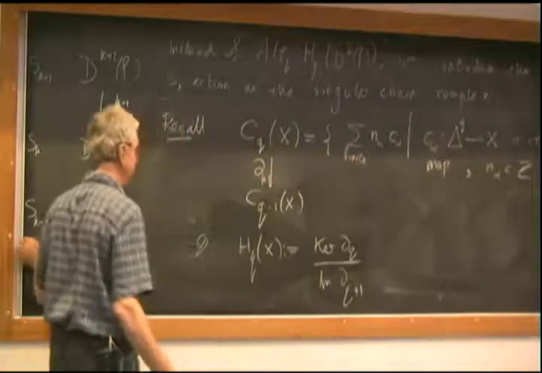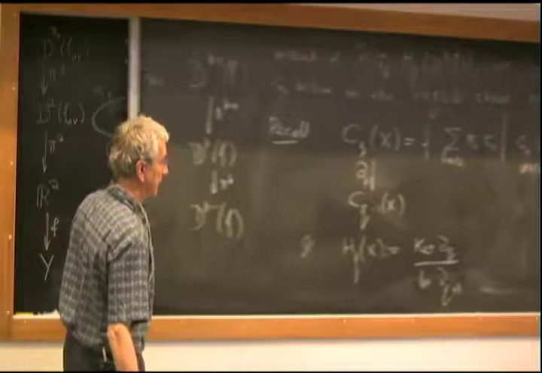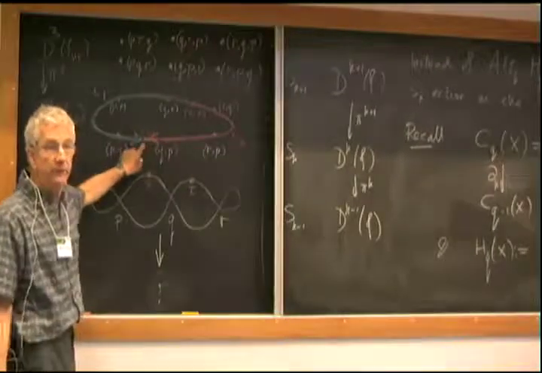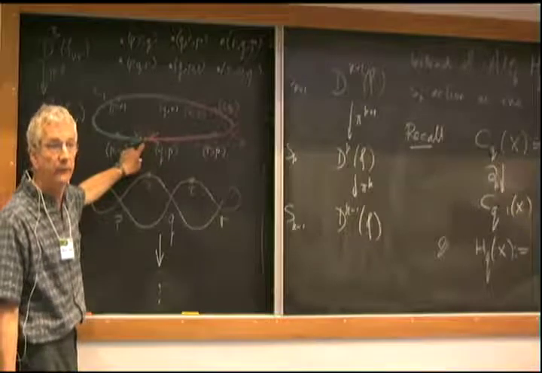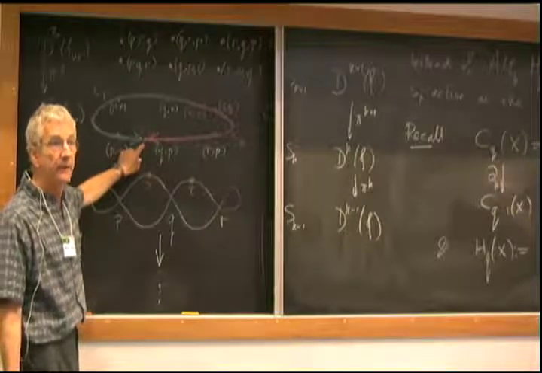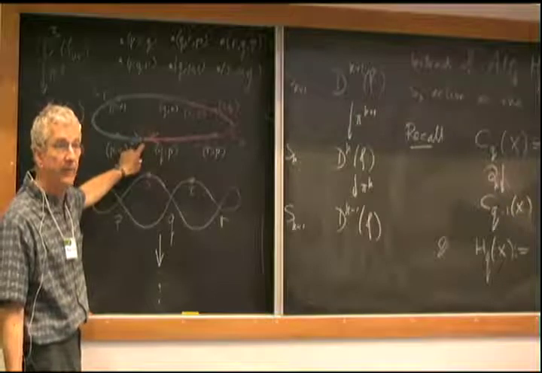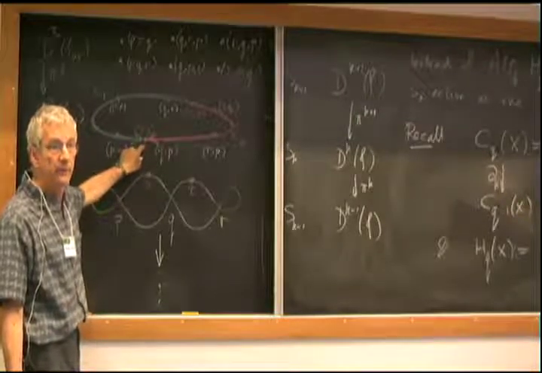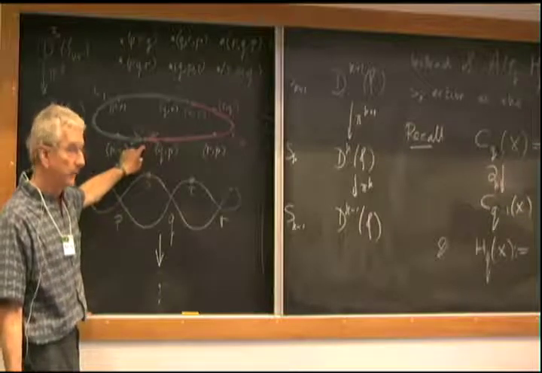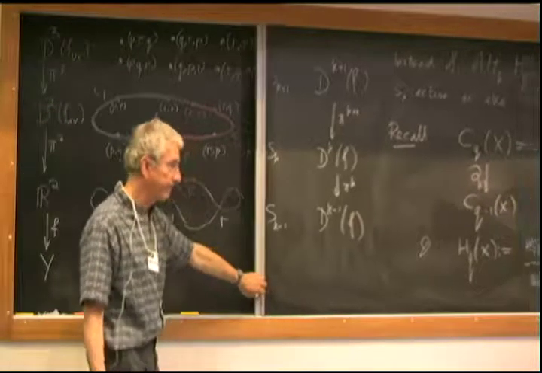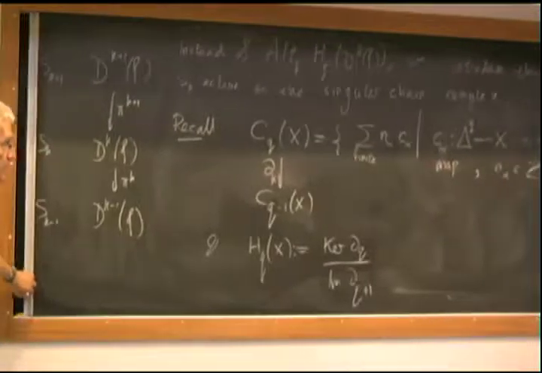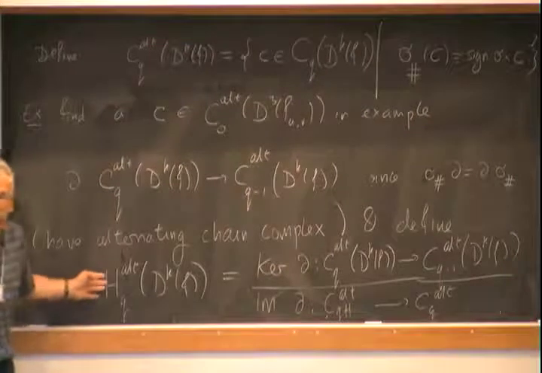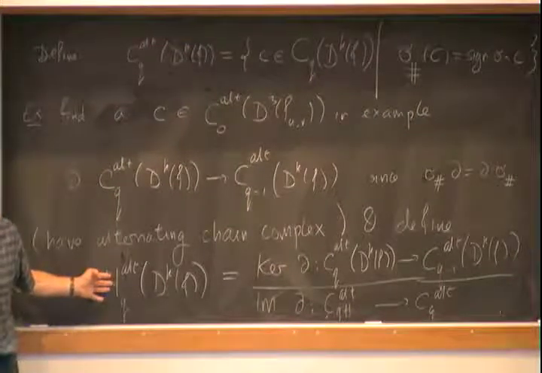So in this example here, actually the alternating homology group coincides with the ordinary homology group because the generator of the ordinary homology group is indeed an alternating one chain on D2. But that's not always true. Quite often they're different. But it turns out that these objects are the key to calculating the homology of the image.